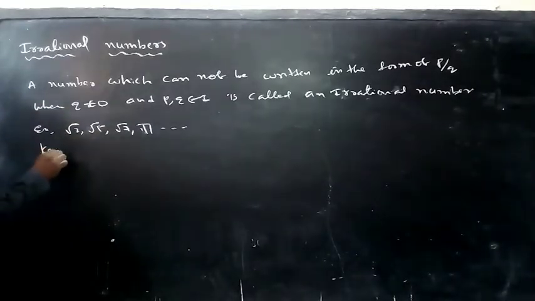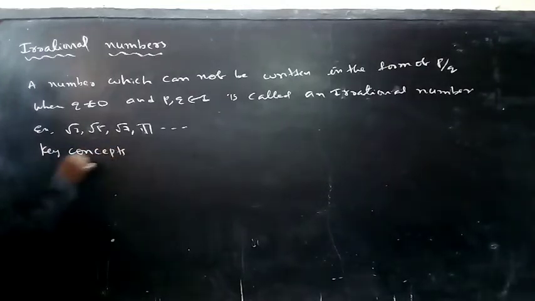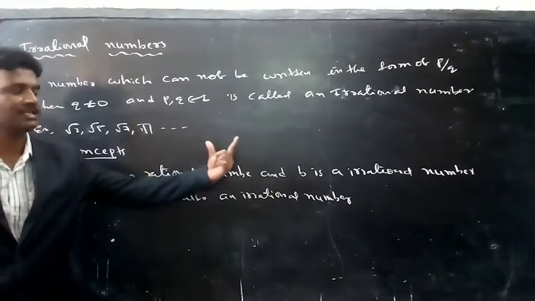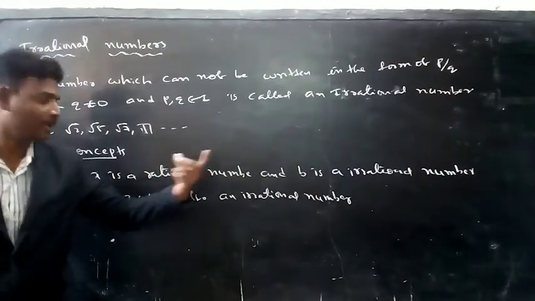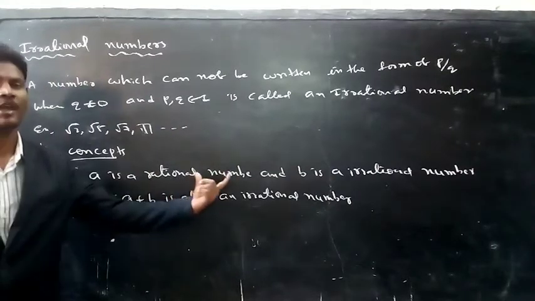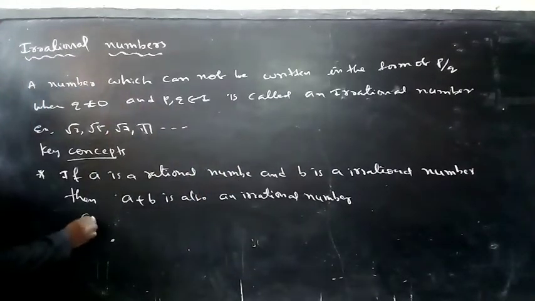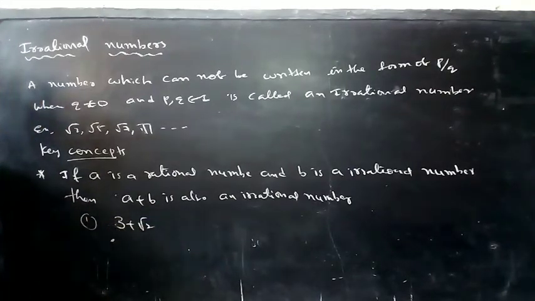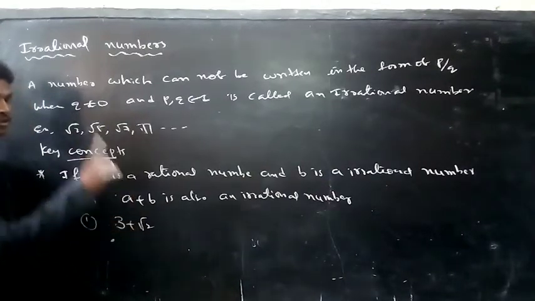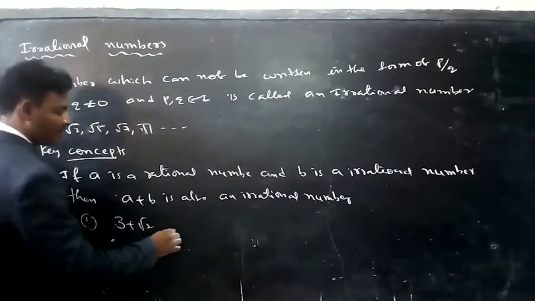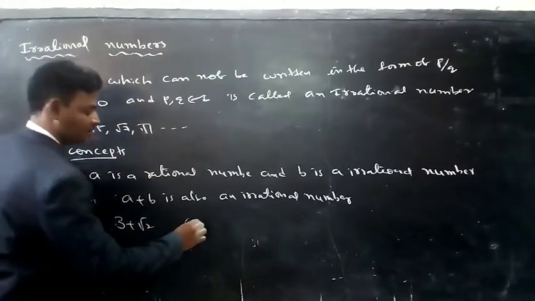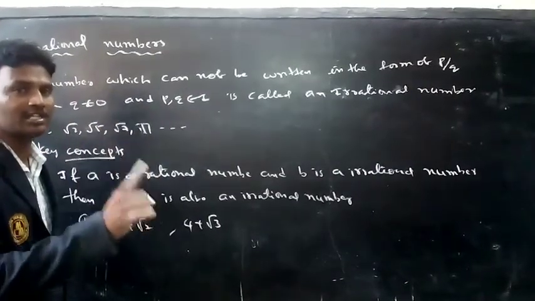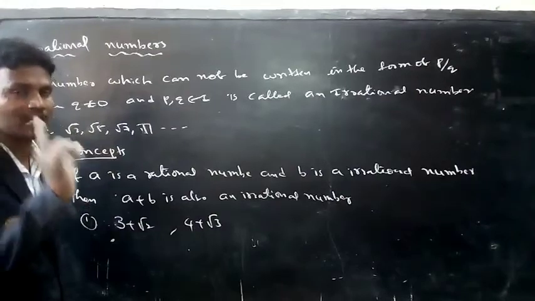Now, key concepts about irrational numbers. If A is a rational number and B is an irrational number, then the combination A plus B is also an irrational number. For example, 3 is a rational number plus root 2 is an irrational number. The result of 3 plus root 2 is also an irrational number. 4 is a rational number, root 3 is an irrational number, and the combination of 4 plus root 3 is also an irrational number.